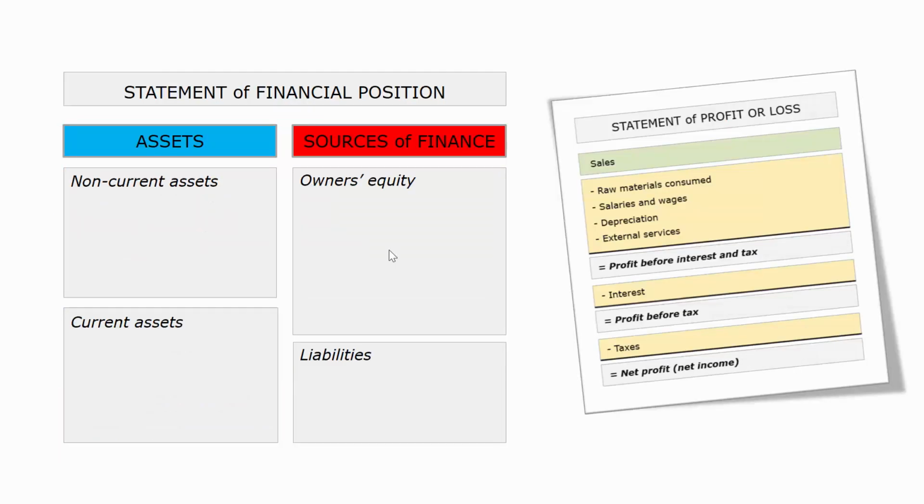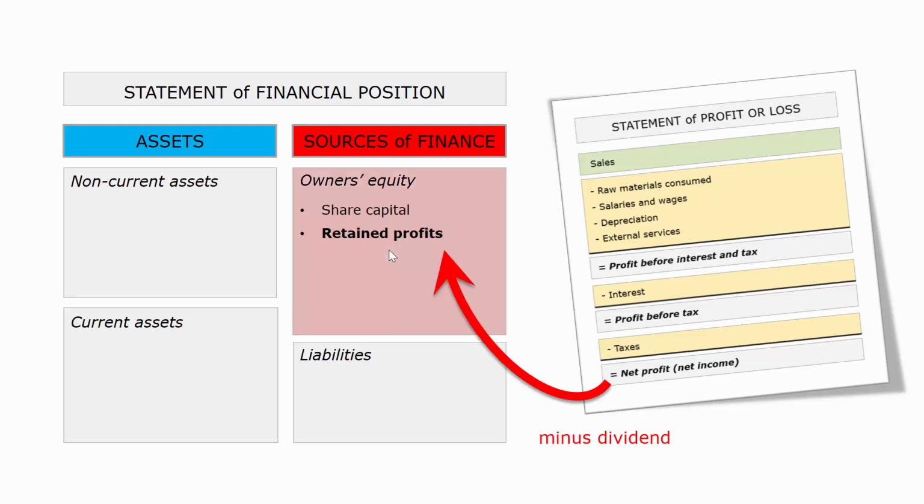It must be noted that when a company reports a profit, this will be reflected in the bottom line of the statement of profit or loss, and it will also change the balance sheet. Remember too that owner's equity consists of share capital and retained profits. The profit or loss achieved within the period is added to the retained profits on the balance sheet if the profit is not distributed to the shareholders as a dividend.